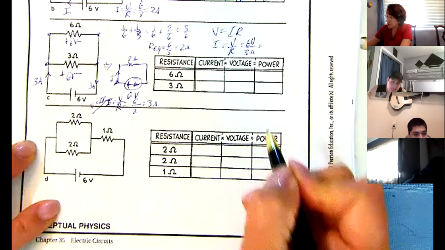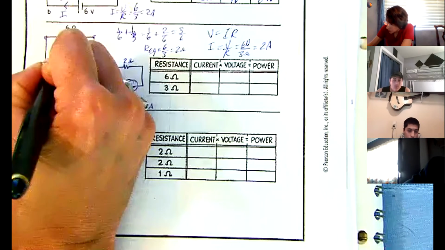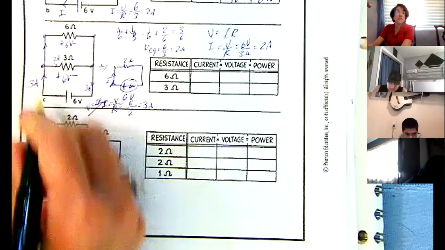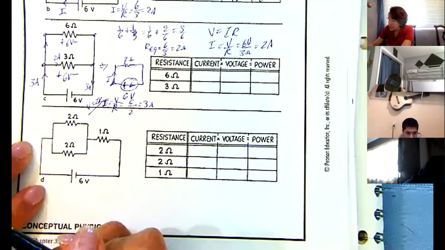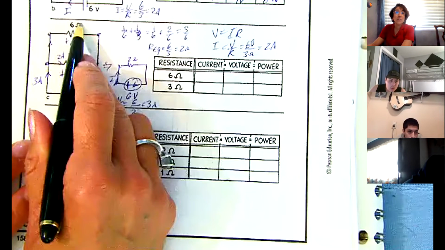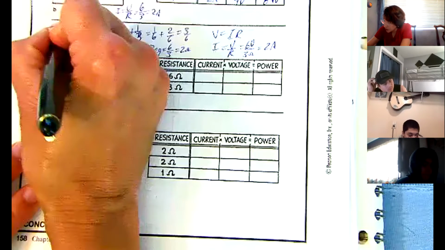2 amps. Okay, so if I got 2 amps going through here, how much is left over to go to the other one? 1. How did he know that? He did 3 minus 2. Or you could have done V over R, 6 over 6. So I have 1 amp going through here.